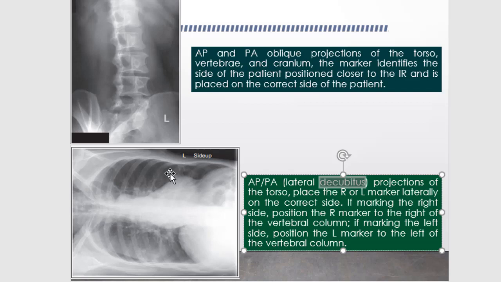For example, if the patient is lying down like this, this is the head of the patient and you are doing an AP projection. The left side will be higher, the side up. So put the marker with the side up. For example, left side high, so you just put the left there. So this indicates the left side is higher and the right side is down here. Okay.